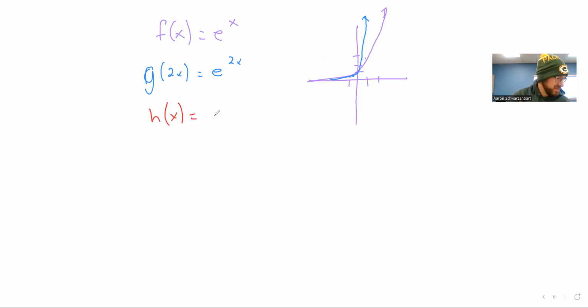h of x, e to the negative x, or f of negative x. What does that do? Flips it across the y-axis. This could also be thought of as 1 over e to the x.